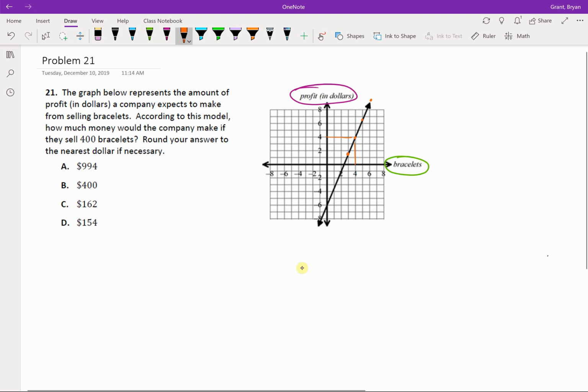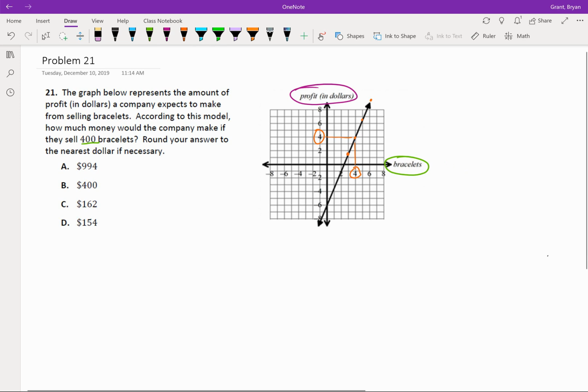And if you interpret this, that says if you sell 4 bracelets, you make a profit of $4, which is very nice. But this problem asks us if we sell 400 bracelets, what's our profit? Well, the profit is going to be in the form of a pattern. So let's just go out to 400 on our x-axis. That might be a problem. Our x-axis definitely does not go to 400.